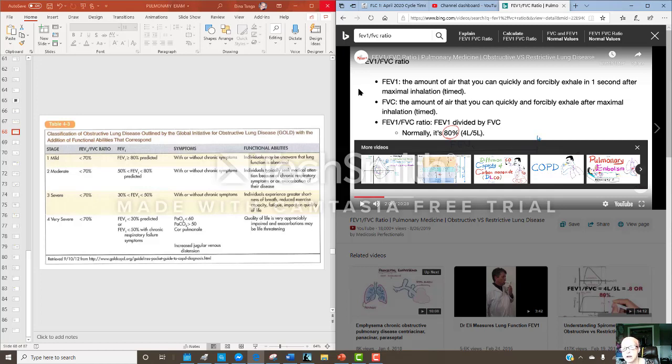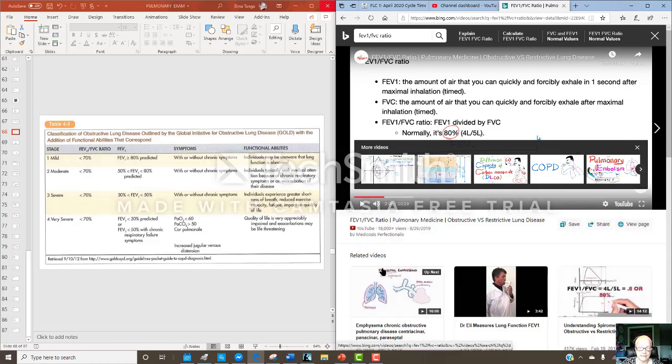So they're both timed, but the first one is in 1 second. So the FEV1 divided by FVC ratio. Normally it's 80%. So if you go over here to mild, moderate, severe, and very severe, it's all below 70%.